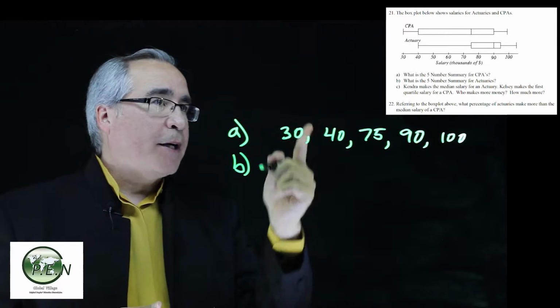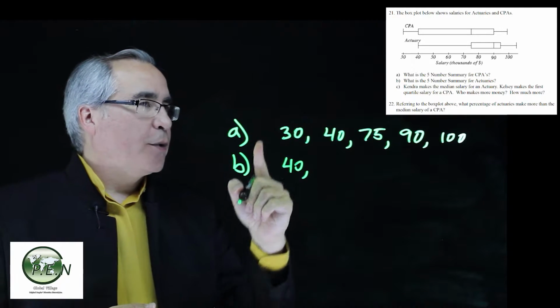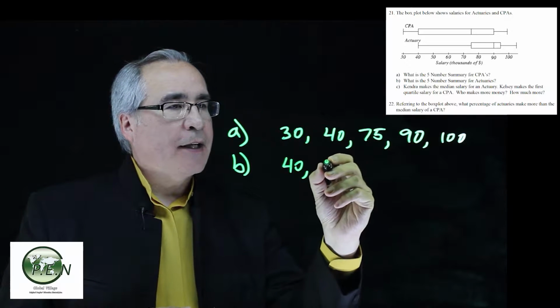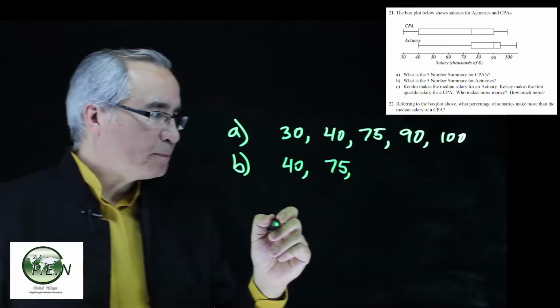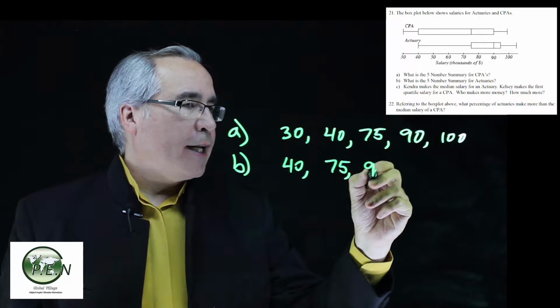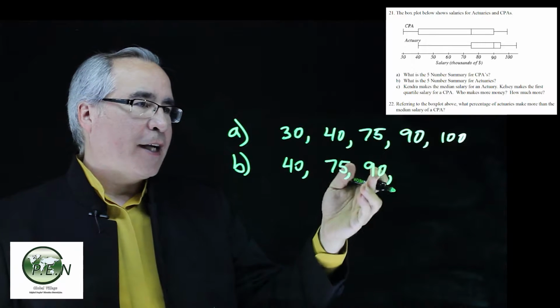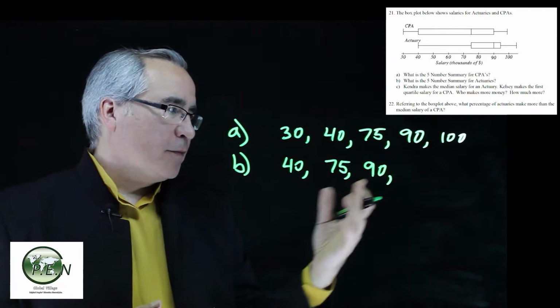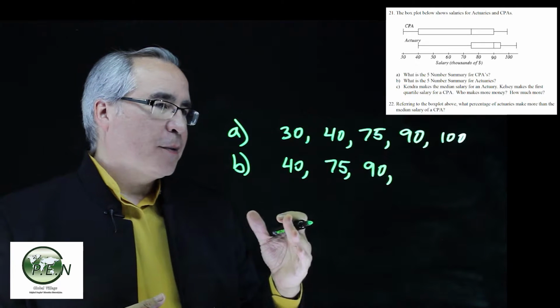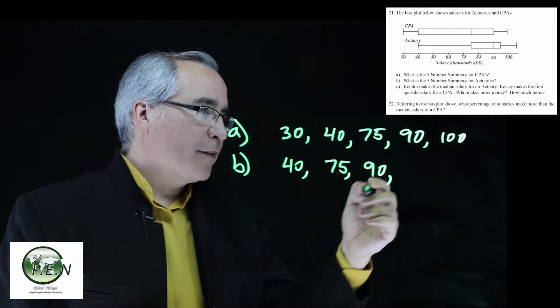So the minimum bar here for the actuaries is 40,000. The first quartile goes quite a ways, where there is actually 75,000. We look to the next, the median is at 90,000, and it just sort of tells you the median salary is higher. So maybe you would want to be an actuary rather than being a CPA as far as salary-wise.